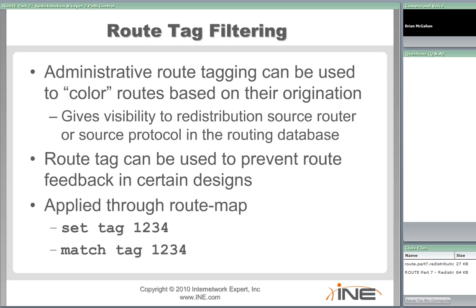We'll also see that we can use this to prevent route feedback in a couple of different designs. As routes get redistributed from RIP into OSPF, we will set a particular tag value. Say we set tag 1. Then in some other portion of the network, when we redistribute from OSPF back into RIP, we will say if tag 1 exists, then do not redistribute that route back in. So it's going to give us an automatic loop prevention mechanism by setting the tag in one portion of the network, matching it somewhere else, and making sure that we don't go from RIP to OSPF back to RIP.